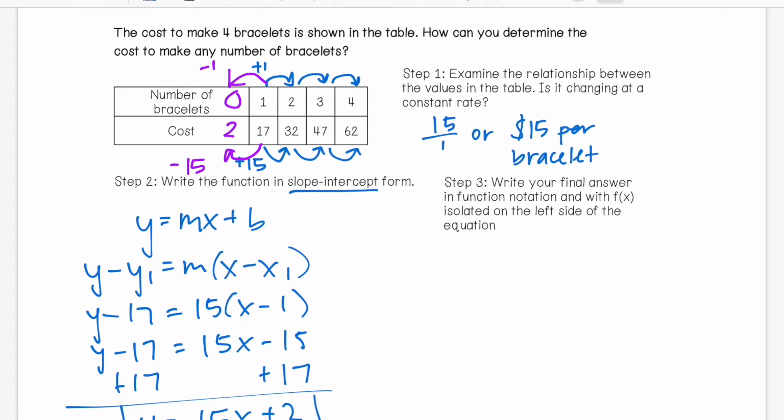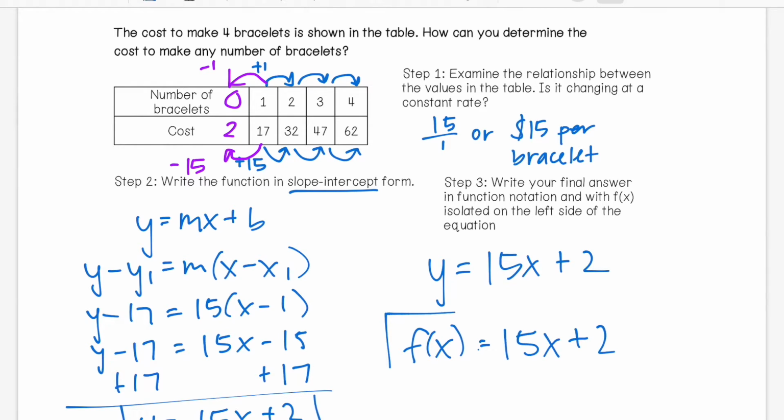So finally, the last thing we're going to do is write our equation in function notation with the f of x isolated on the left side of the equation. So we already have this nicely written out in slope-intercept form. All we're going to do is replace that y in y equals mx plus b. We're replacing that y with f of x. And that's it. That's how you write a linear equation in function notation.